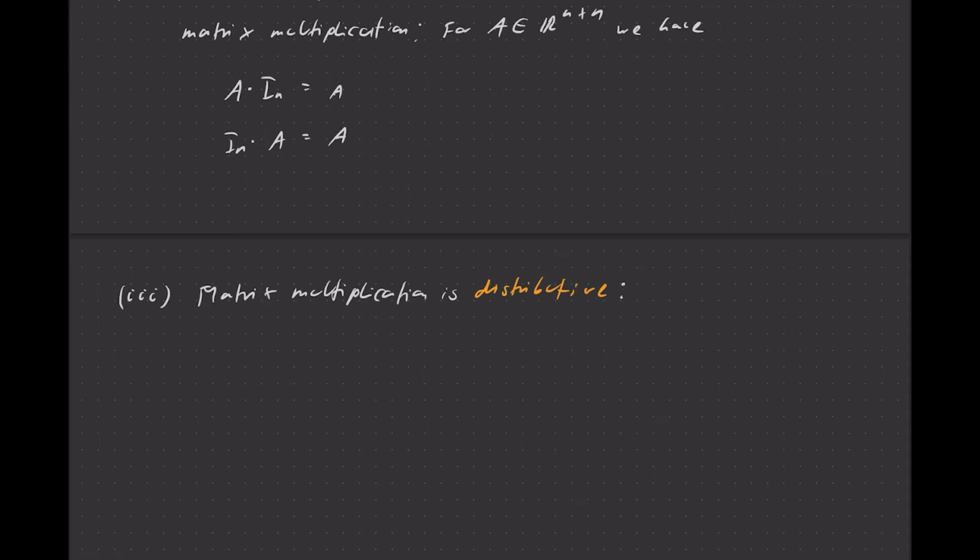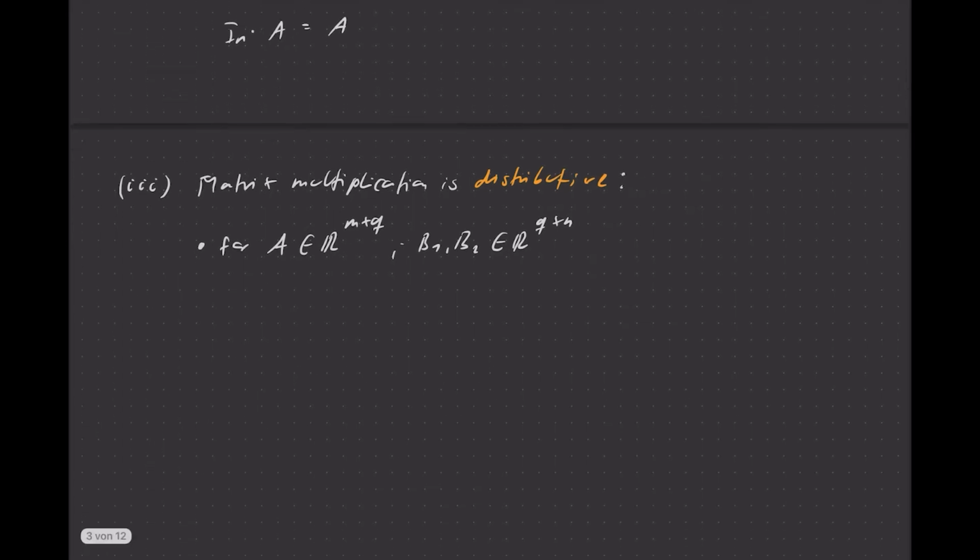To be precise, that is two properties that are very similar. So the first is, let's say we have a matrix A in R to the m by q, and we have matrices B1, B2 in R to the q by n. So we can multiply A times B1 or A times B2. And then this distributive property is, if I multiply A by the sum of those two, B1 and B2, that's the same thing as multiplying A by B1 first and then adding A times B2.